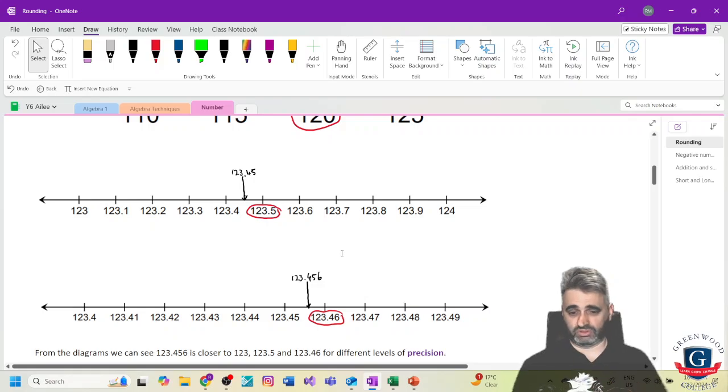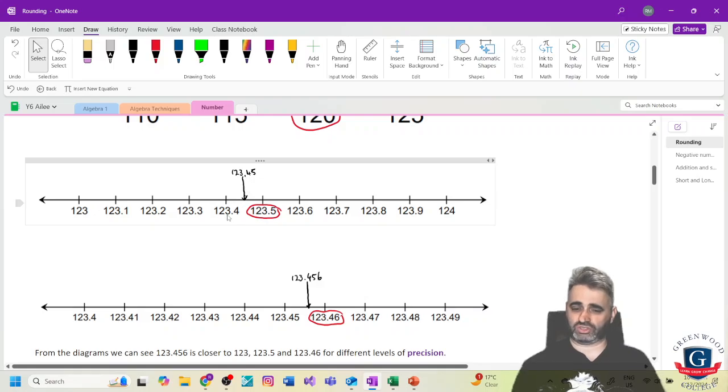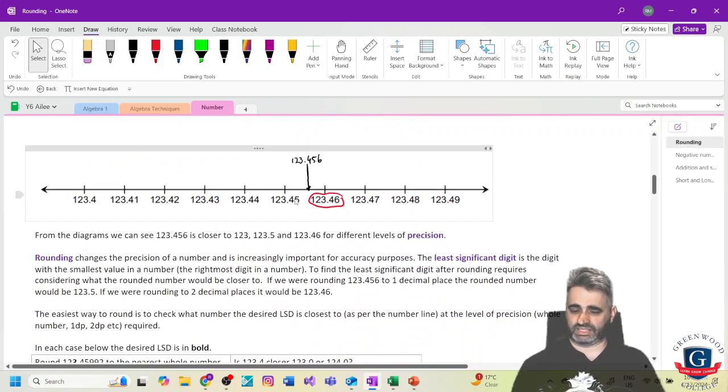This case is a bit more difficult. We've got 123.4 and 123.5, and we want to know, is 123.45 closer to 123.4 or 123.5? Well, 123.45 would be midway, and if something is exactly midway, we would round the number up and say it's closer to the higher number. Here's another case. We've got 123.45 and 123.46, and is 123.456 closer to this one or that one? Well, 123.455 would be midway, so anything after that, 450 and beyond, would of course be rounded up.